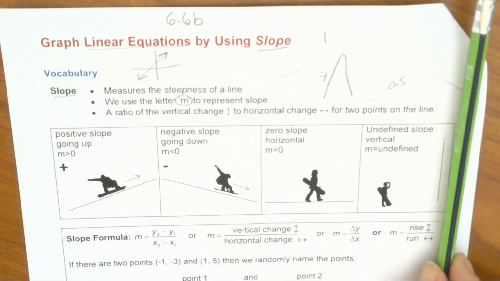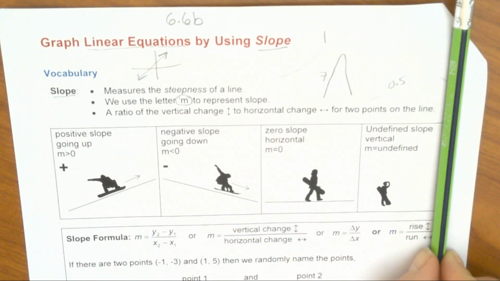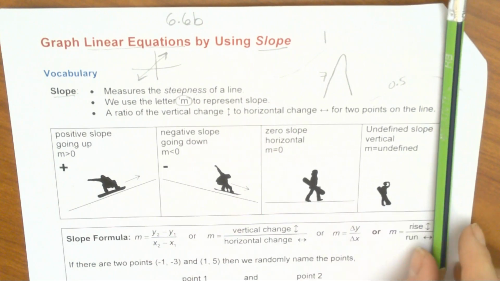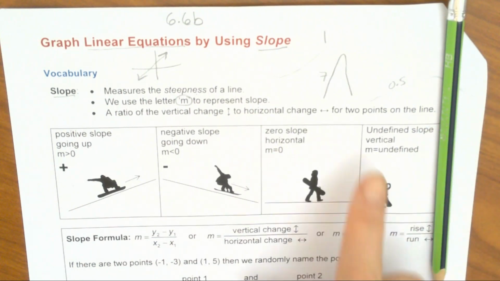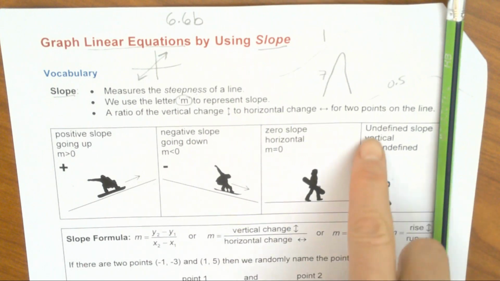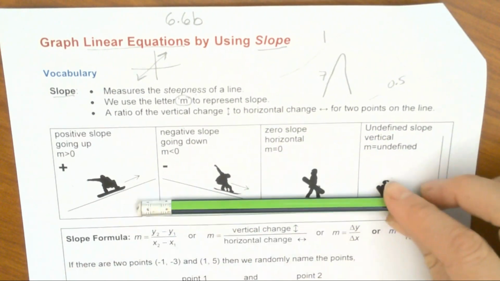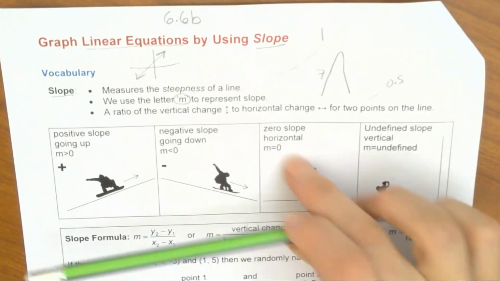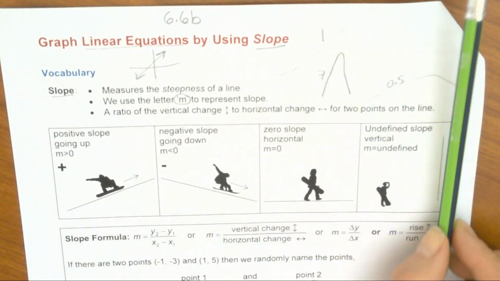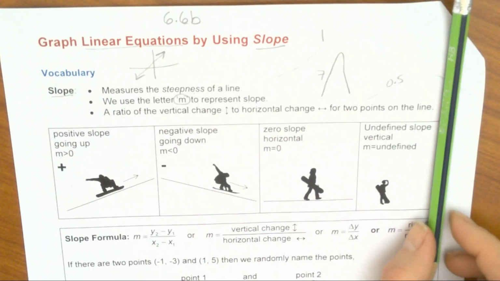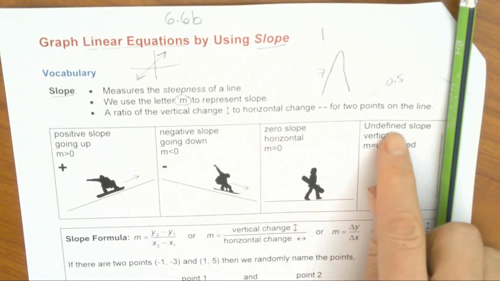And if it's exactly up and down and there's no way that you could sandboard that, you would just die, you can't climb up that. We don't use a number, we say it's undefined slope. So here, horizontal, you can still walk it, it's a slope of 0. Here, it's totally crazy, it's vertical, you can't, we say undefined.